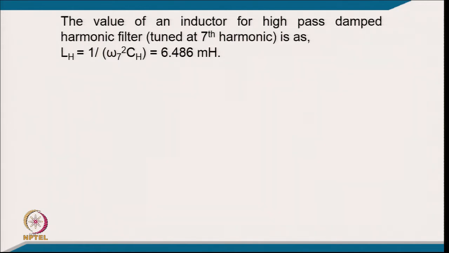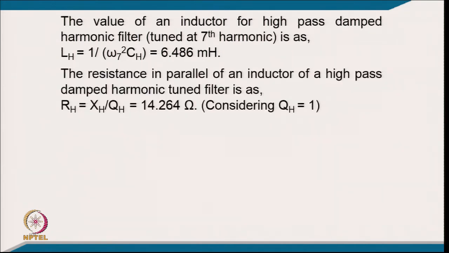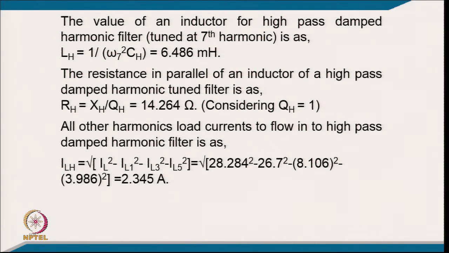It comes 6.486 millihenry, and the damping resistance in parallel of the inductor of the high pass damped filter is calculated from XH upon N, where the quality factor is taken as 1. It comes 14.264 ohm, and all the other load components flow through the high pass damped filter.